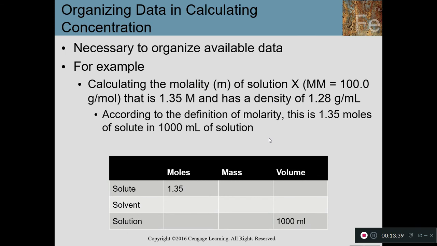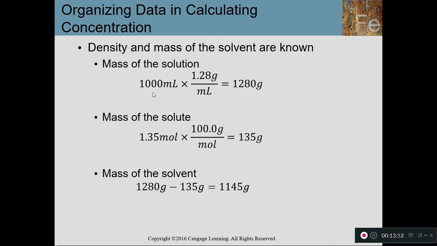So the example that we were given, the 1.35 moles per liter: we have 1.35 moles in the solute section, and we have the 1,000 milliliters in the volume. I want to figure out what the molality is. So the first thing I'm going to do is change the volume of my solution into grams. I'm going to use the density to go from milliliters to grams, so now I know the mass of my solution. Then I'm going to determine the mass of my solute. Again, they said it was 100 grams per mole, and I have 1.35 moles. And then I have to figure out the mass of the solvent.